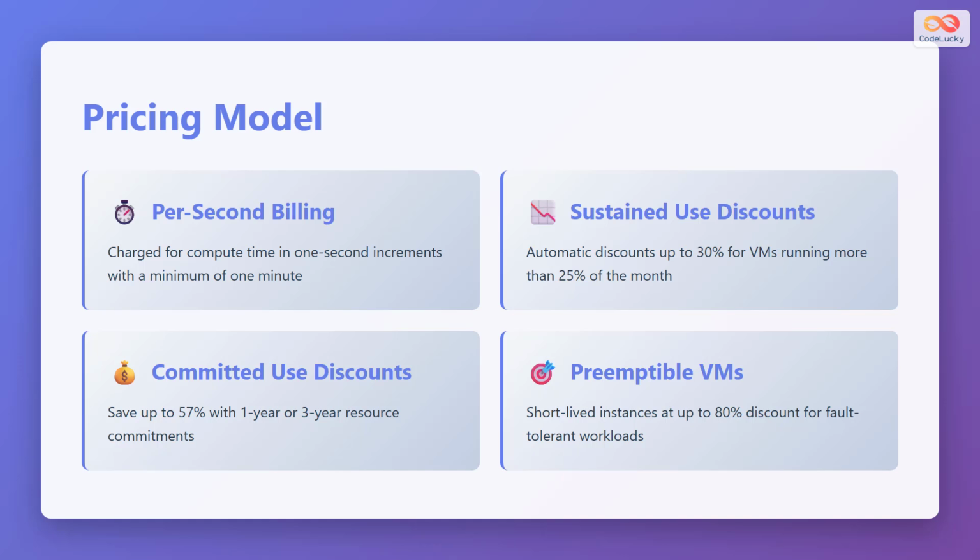Committed use discounts offer even greater savings, up to 57%, when you commit to using specific resources for 1-year or 3-year terms. Finally, preemptible VMs are short-lived instances offered at up to 80% discount, perfect for fault-tolerant and batch processing workloads that can handle interruptions.